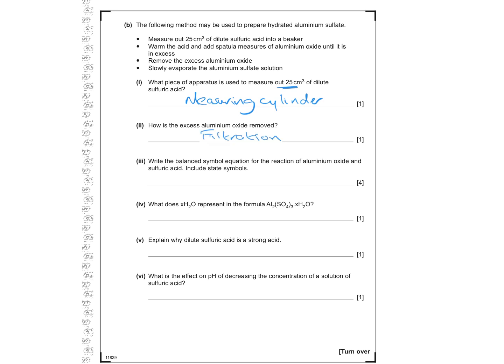Now I have to write a balanced symbol equation for the reaction of aluminium oxide with sulfuric acid. Well, aluminium oxide is going to be Al2O3. Sulfuric acid is H2SO4. Remember, you need to be able to recall the formula of acids. HCl is hydrochloric acid, HNO3 is nitric acid. That will form a salt, which in this case would be aluminium sulfate.